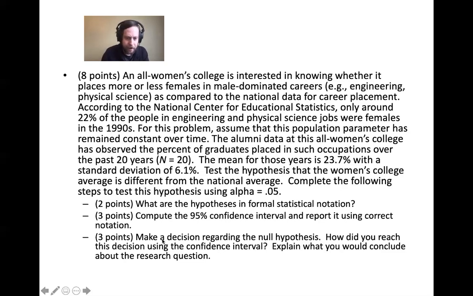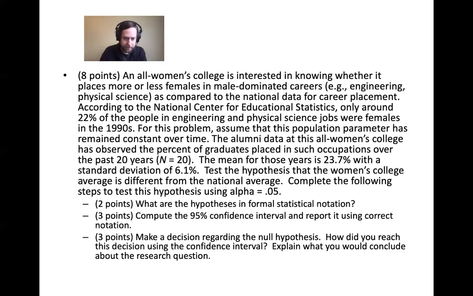So let's do the following three things. What are the hypotheses in formal statistical notation? That means the null and research hypotheses. Then we are going to compute a 95% confidence interval. And then we will use that confidence interval to decide whether we should accept or reject the null hypothesis. I've mentioned before that you can use the traditional hypothesis test method, or you can use the confidence interval method, and they both give you the exact same decision as to whether to accept or reject the null hypothesis. For this homework problem, they ask you to do the confidence interval method, so that's what we are going to do.